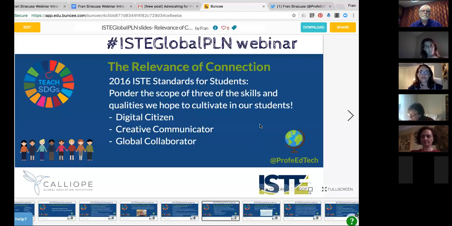So I always look at the ISTE standards for students when I do any project, and I was pondering the different skills. I looked at these three as qualities that we would hope to cultivate in our students during such a project. And I thought, okay, digital citizen, creative communicator, and global collaborator.